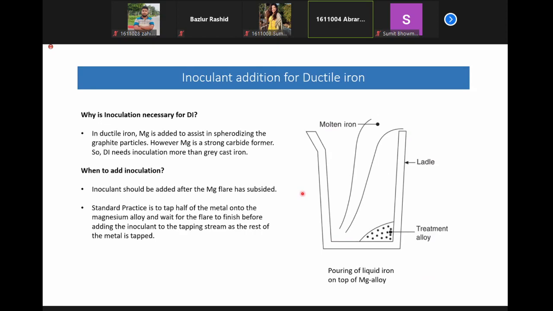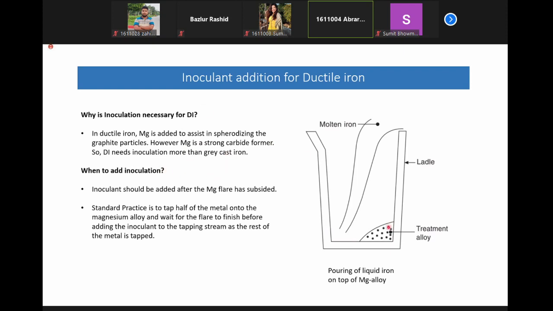Okay, the final thing that we want to mention in terms of the foundry practice for adding inoculations is that there's some special consideration that needs to be made when adding it to ductile iron. So we know that in ductile iron, magnesium is added to assist in the spheroidizing of graphite particles. However, what's important is that magnesium is also a very strong carbide former. So even though when we want to produce graphite, we are trying to suppress carbides, the presence of magnesium can actually promote the formation of carbides, which means that the need for inoculation for ductile iron is actually even more than gray cast iron. So how do we add this inoculation?